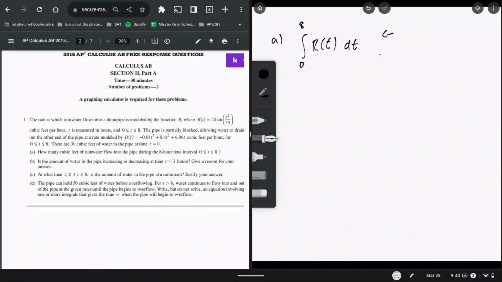So by doing so, you should get this equals around 76.570 cubic feet of water, and you say that of water flows in.